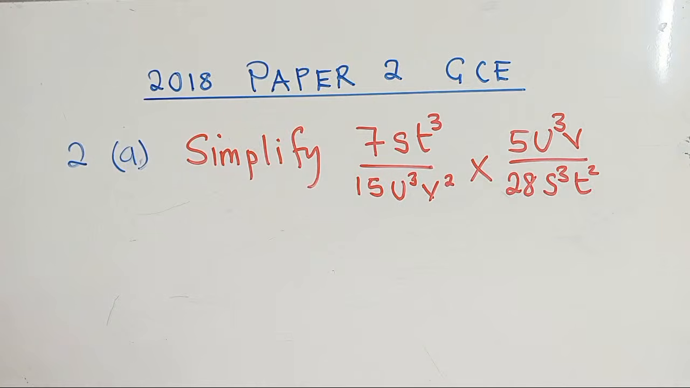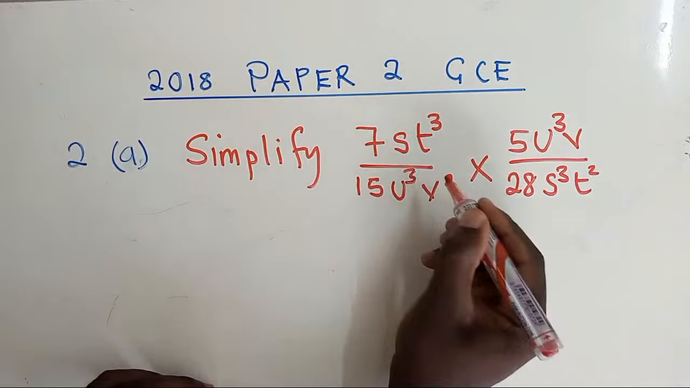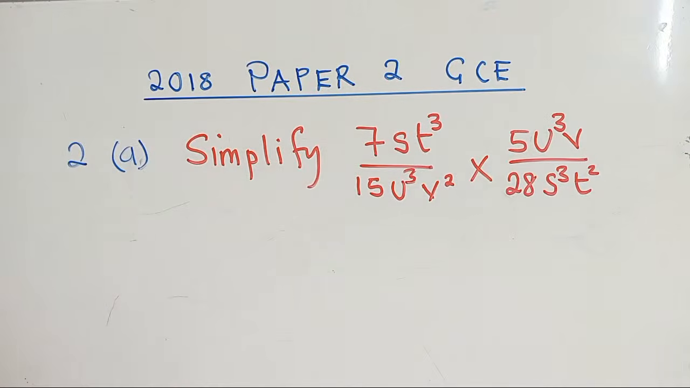So I've been told to simplify 7s t power 3 over 15 u power 3 v power 2, times 5 u power 3 v over 28 s power 3 t power 2. So how do we simplify this one? All right, very simple.